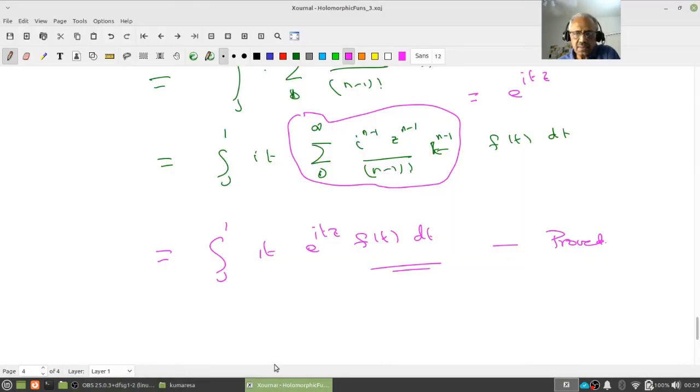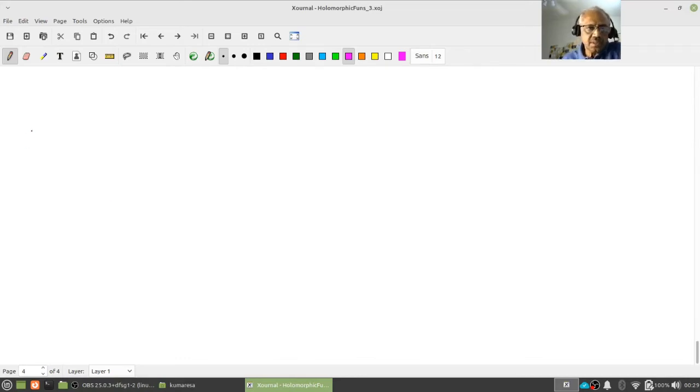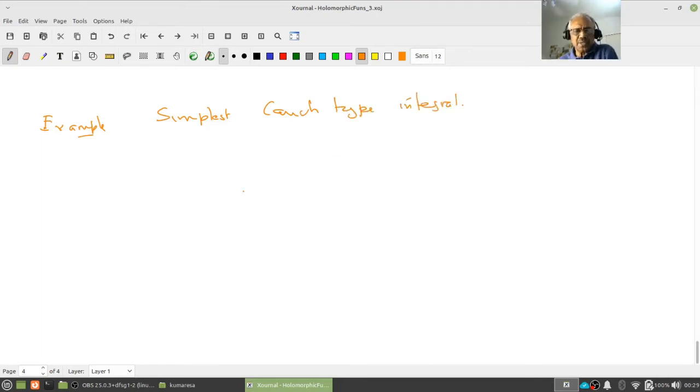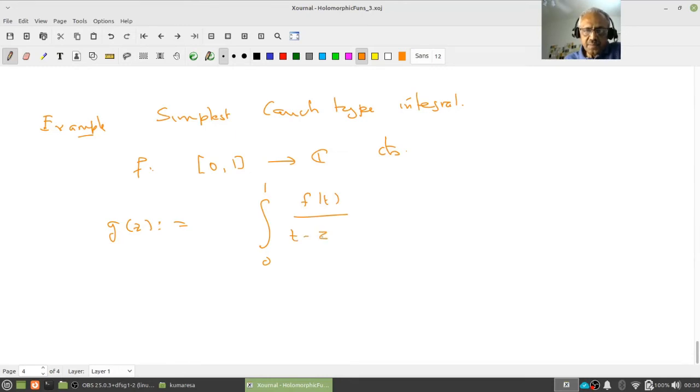So let us screen share. Now let's go to the next example. So this is another example. This is the simplest Cauchy-type integral. This is just jargon, don't worry about that. Suppose f is a continuous function from [0,1] to C. Now define a function g of z to be the integral from 0 to 1 of f of t by t minus z dt, where t is not equal to z, where z is not in [0,1].